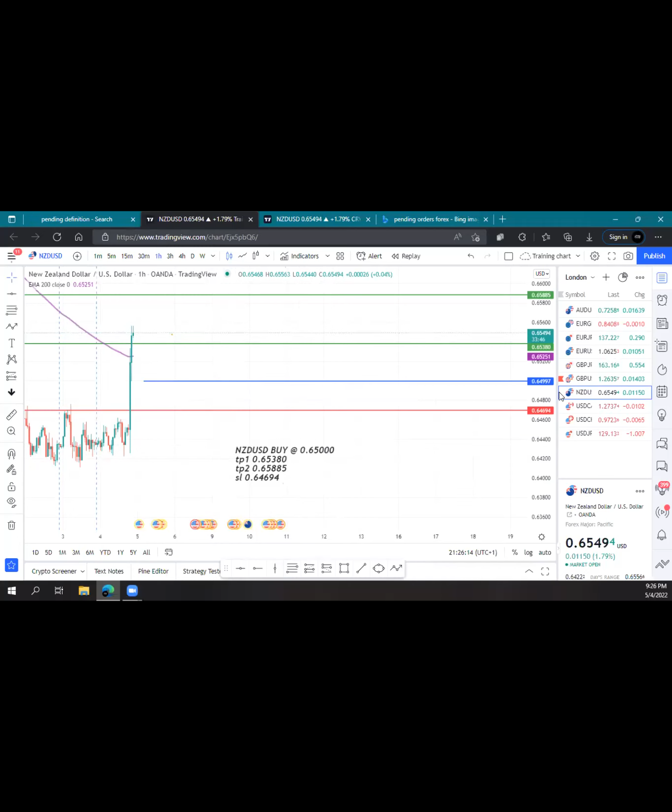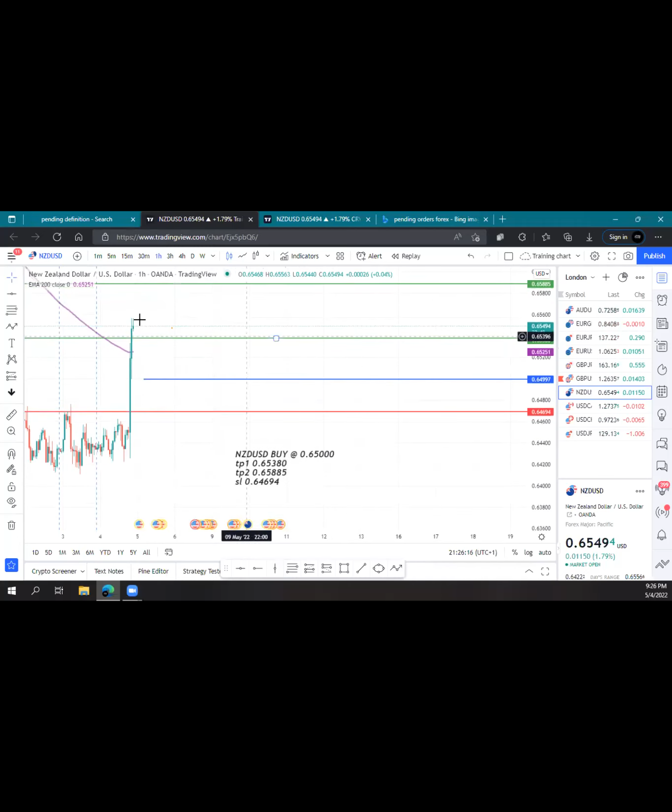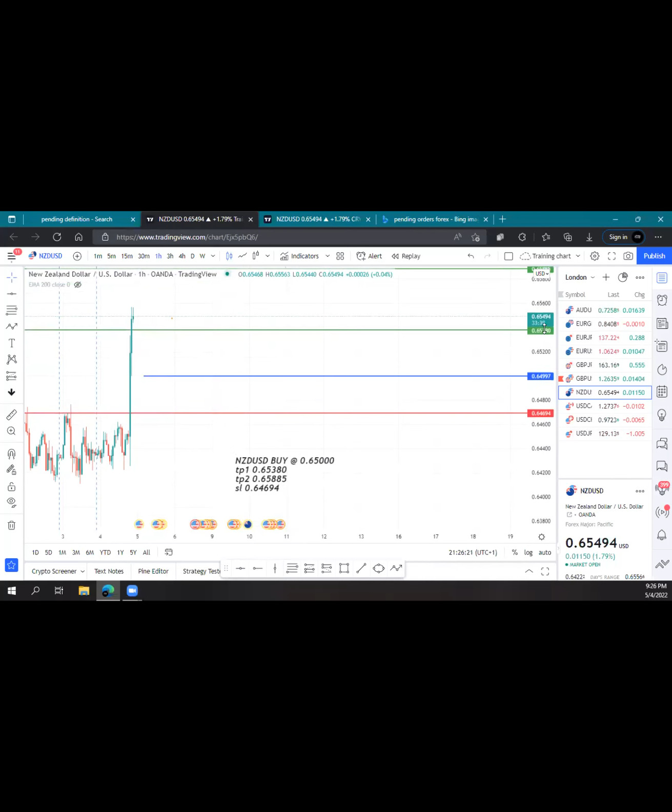0.65000. Now, what's the market price? The current market price as we speak. Current market price is 0.65493. Look at it here. Those of you using TradingView, you can check TradingView, 0.65494. And this is way higher than the entry. They told me to buy.